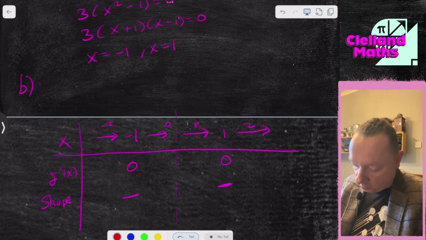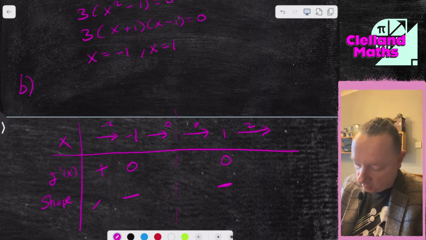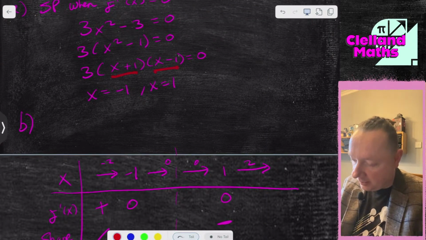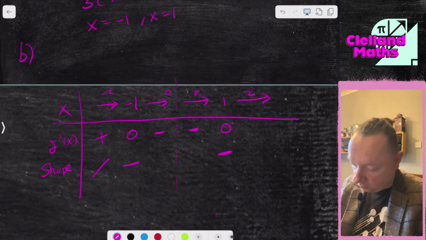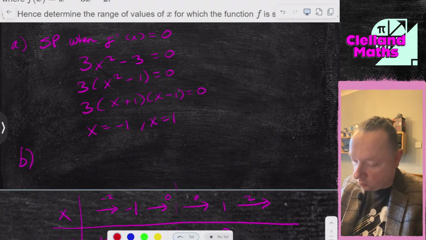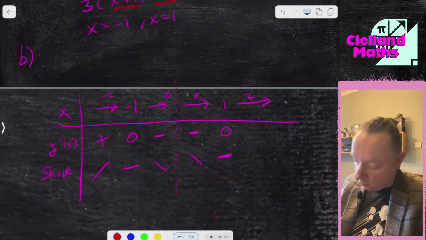So you would get a positive answer in here, and you can take your time to work that out, which means it's going up the way. If you put 0 in, you get 1 times minus 1, which is minus. Same here then. So it's going down the way and down the way. And then at 2, you get 2 plus 1 is 3, 2 minus 1 is 1, 3 times 1 is positive. So we can put positive here, and it's going up the way.